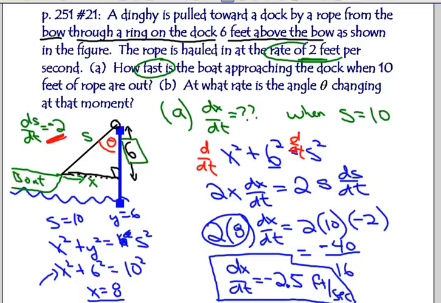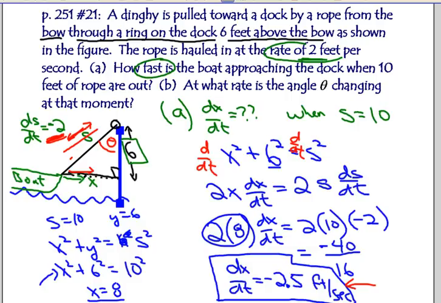And pulling in the rope at 2 feet per second makes the boat go at 2.5 feet per second, which is kind of interesting. But when you consider that this rope is covering a larger distance, the hypotenuse is larger than that side, it's interesting how that works. Pulling the rope at 2 feet per second, the boat comes at 2.5 feet per second.